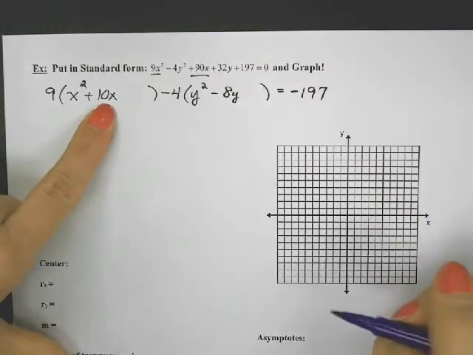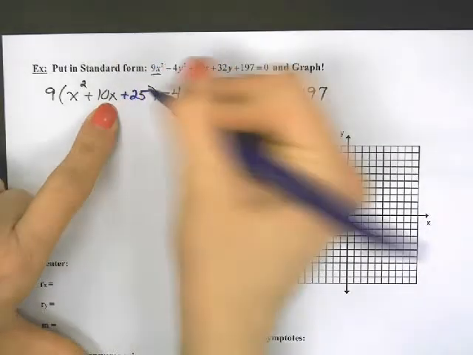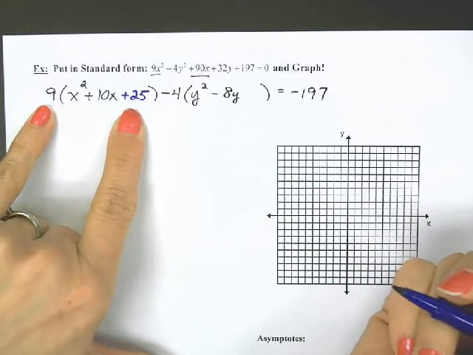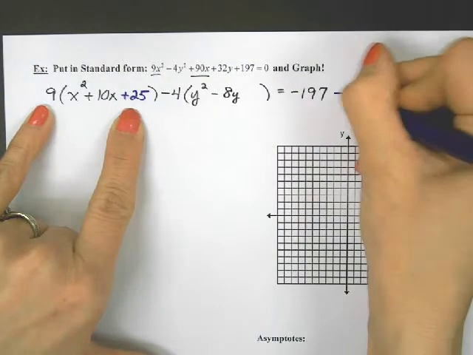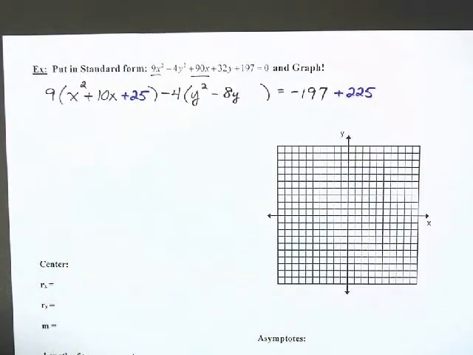Half of 10 is 5, squared is 25, plus 25. Now, is that really 25? 25 times 9 is, good, 225. Try to think about quarters a little bit and figure that out.